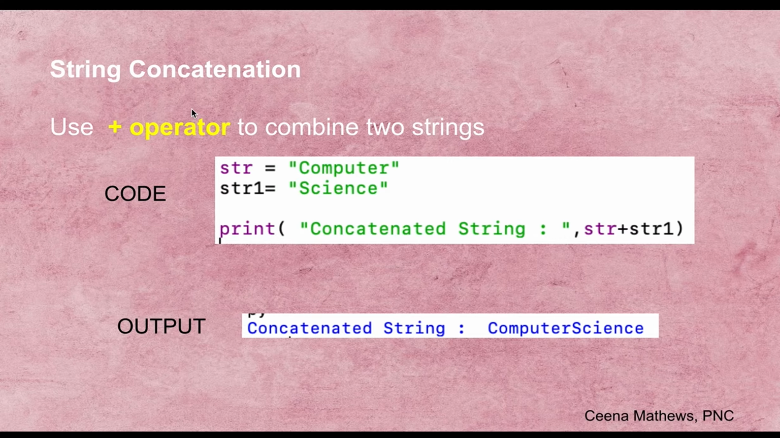Next is string concatenation. String concatenation uses plus operator to combine two strings. And here the two strings given are str and str1, which is computer and science. When they are concatenated using plus operator, you can see the output produced is computer science with no spaces in between.